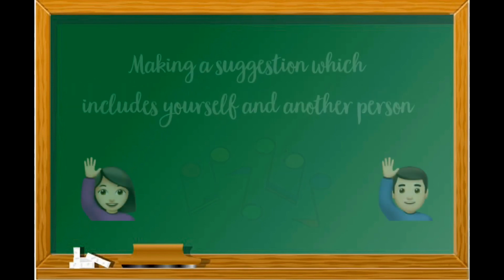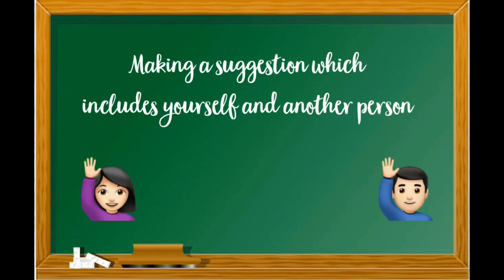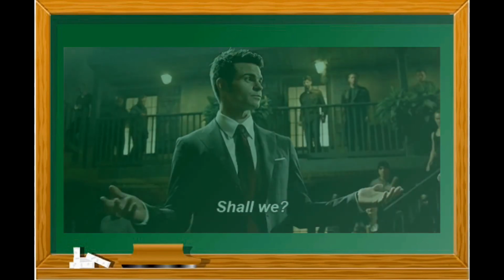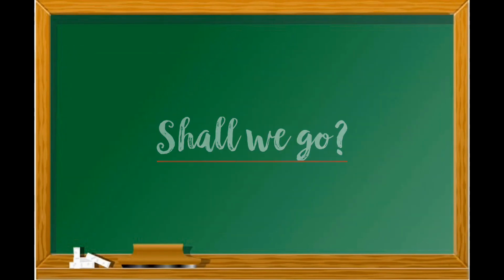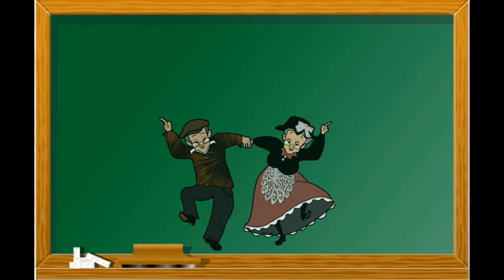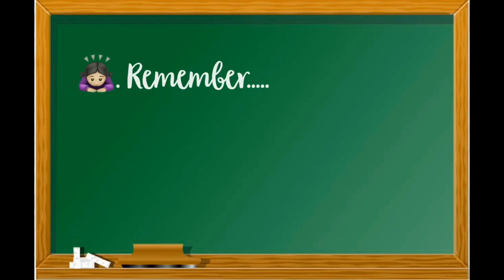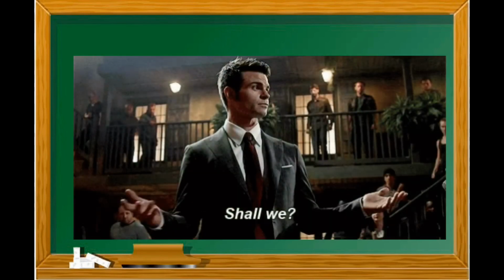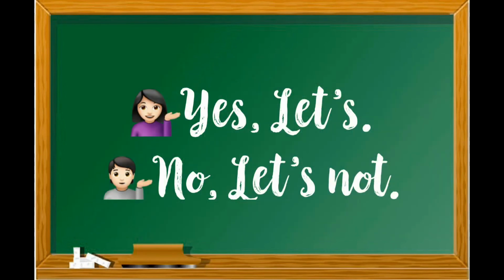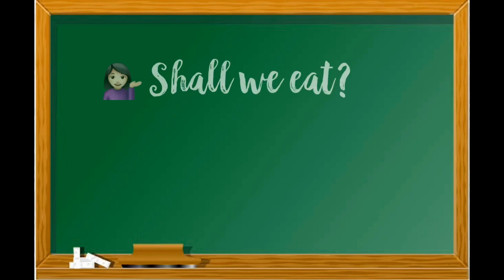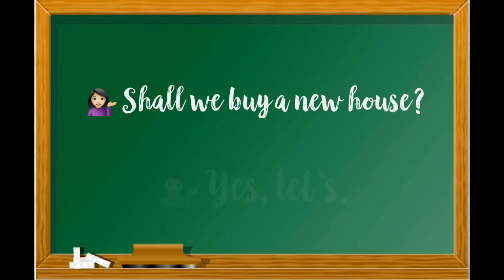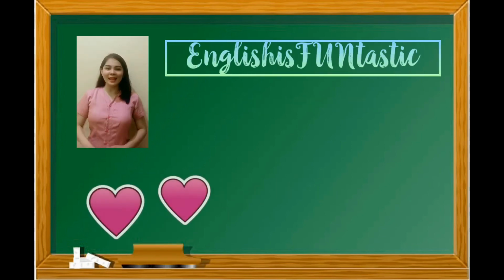If you want to make a suggestion which includes yourself and another person, use shall we. For example, shall we go? Shall we speak English? Shall we dance? An important point to remember is that we respond to a suggestion with a shall we question with let's. For example, shall we eat? Yes, let's. Shall we buy a new house? Yes, let's.